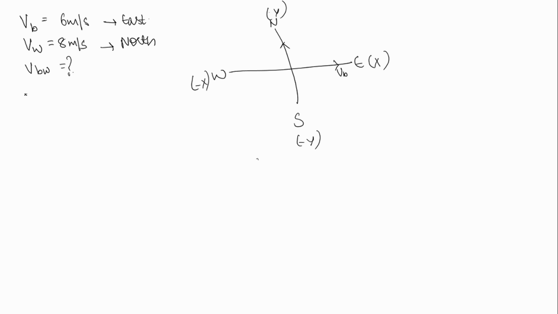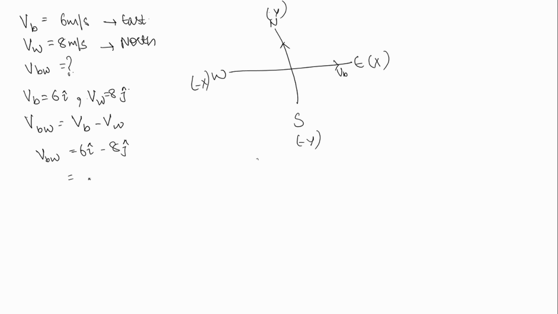So when we represent that in vector form, velocity of bird is equal to 6 i cap because it is in the positive x-axis, and velocity of wind is equal to 8 j cap because it is in the positive y-axis. So we know velocity of bird with respect to wind is equal to velocity of bird minus velocity of wind. So that is 6 i cap minus 8 j cap. This is velocity of bird with respect to wind.